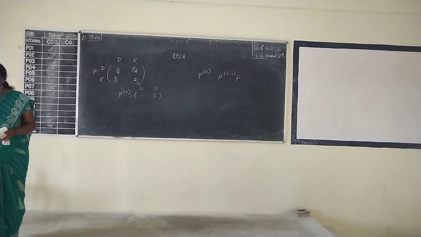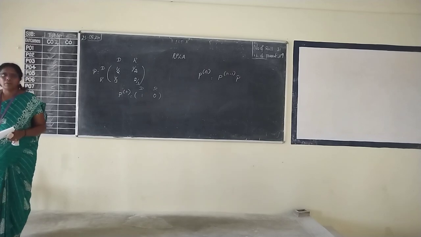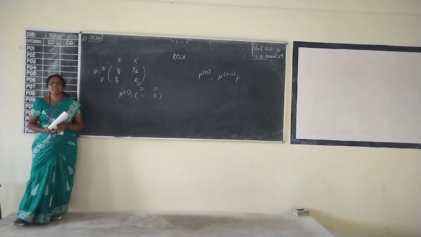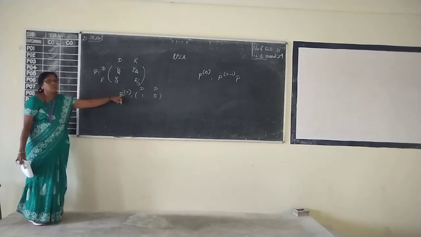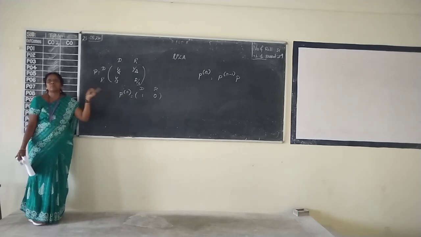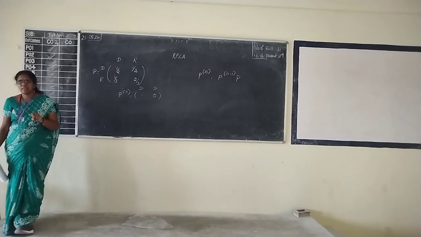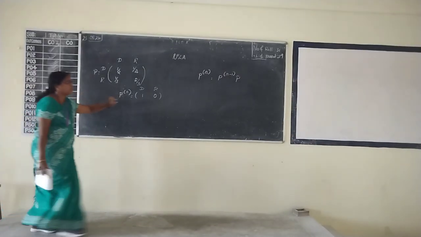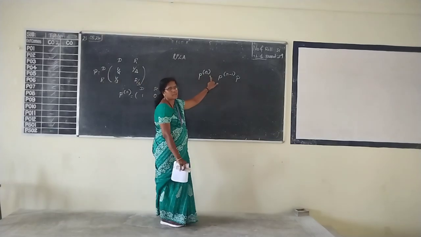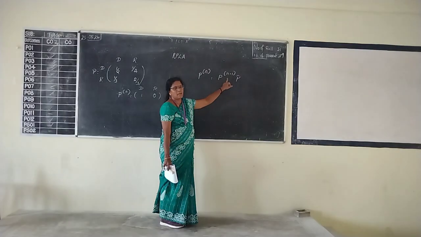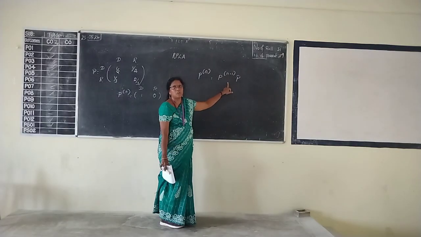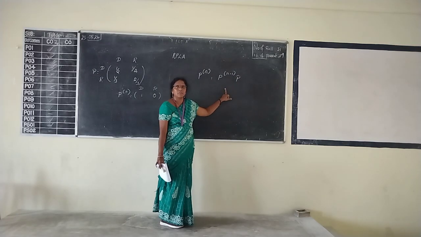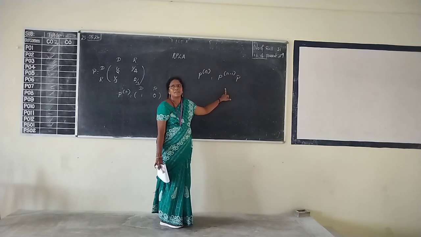This is the formula. Now compare. What are you supposed to find? P3. Can you find P3 directly? What will be P3 by the formula? P3 is P of 3 minus 1, that is P2, into P. You know what P2 is? Clear?